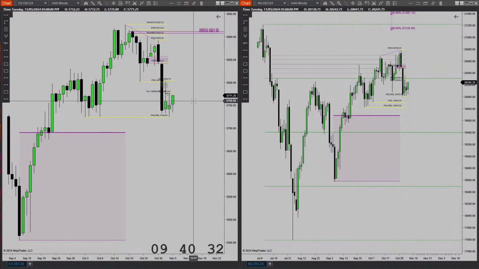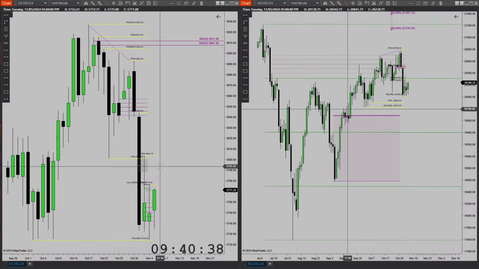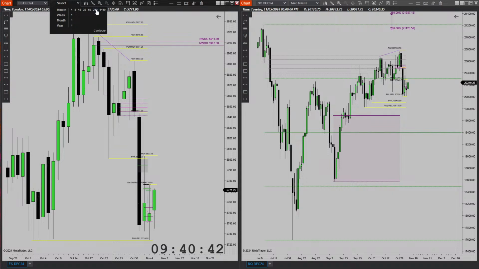Okay, so we have two relative equal highs there. I think NQ is going to sweep that high, but ES is not. Let's take a look at the 4 hour here.